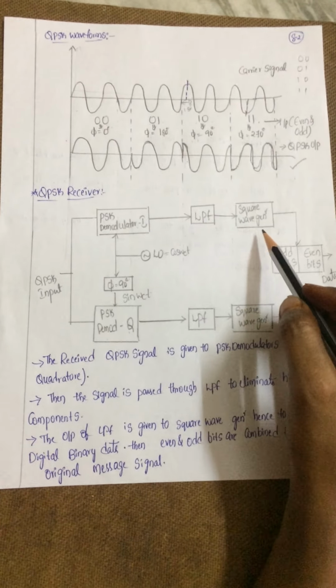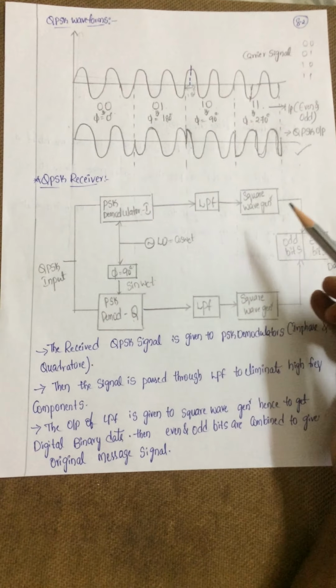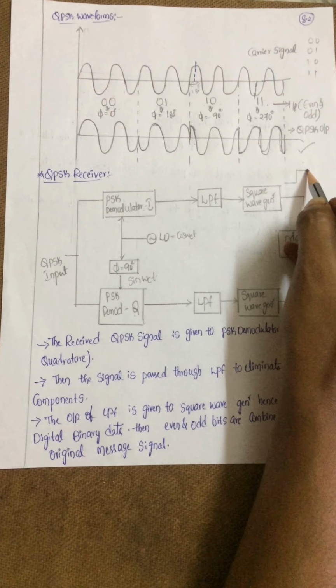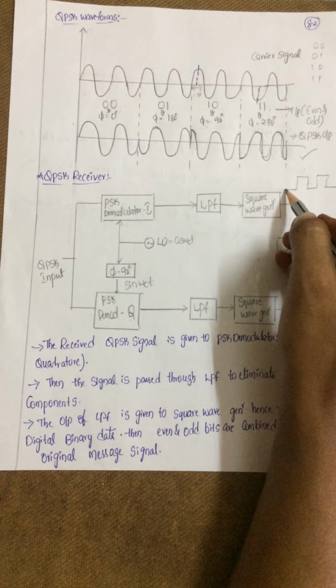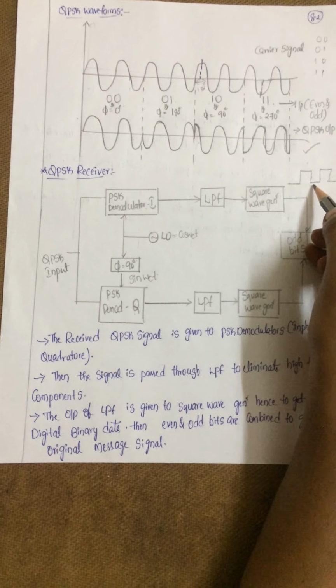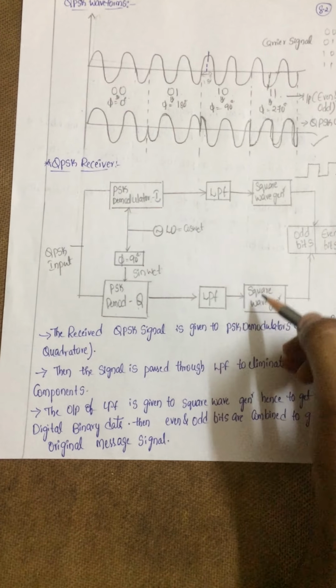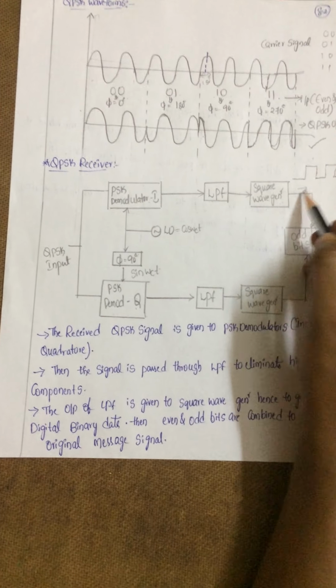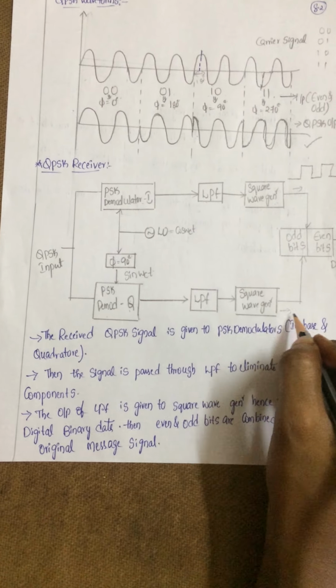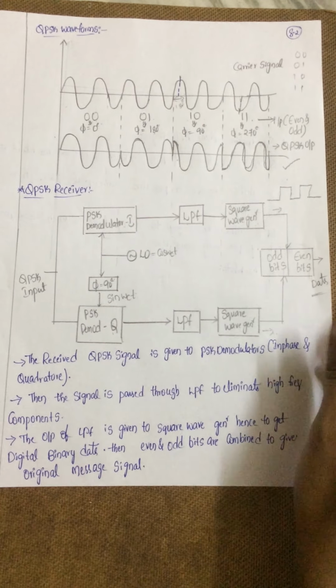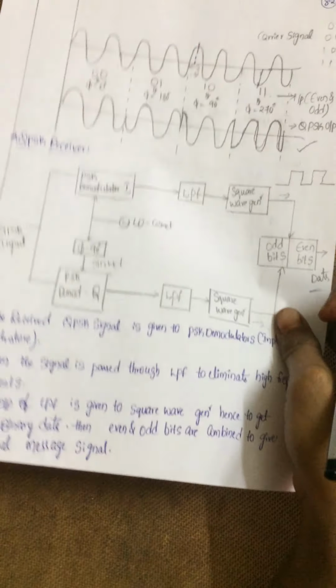Then this is given to a square wave generator to get digital data, in the form of this. According to these values, it will be generated. From here we are getting even bits, and from here odd bits. The combination of these two is done over here and we are retrieving our data. This is about QPSK. With this we have seen the different digital modulation techniques.